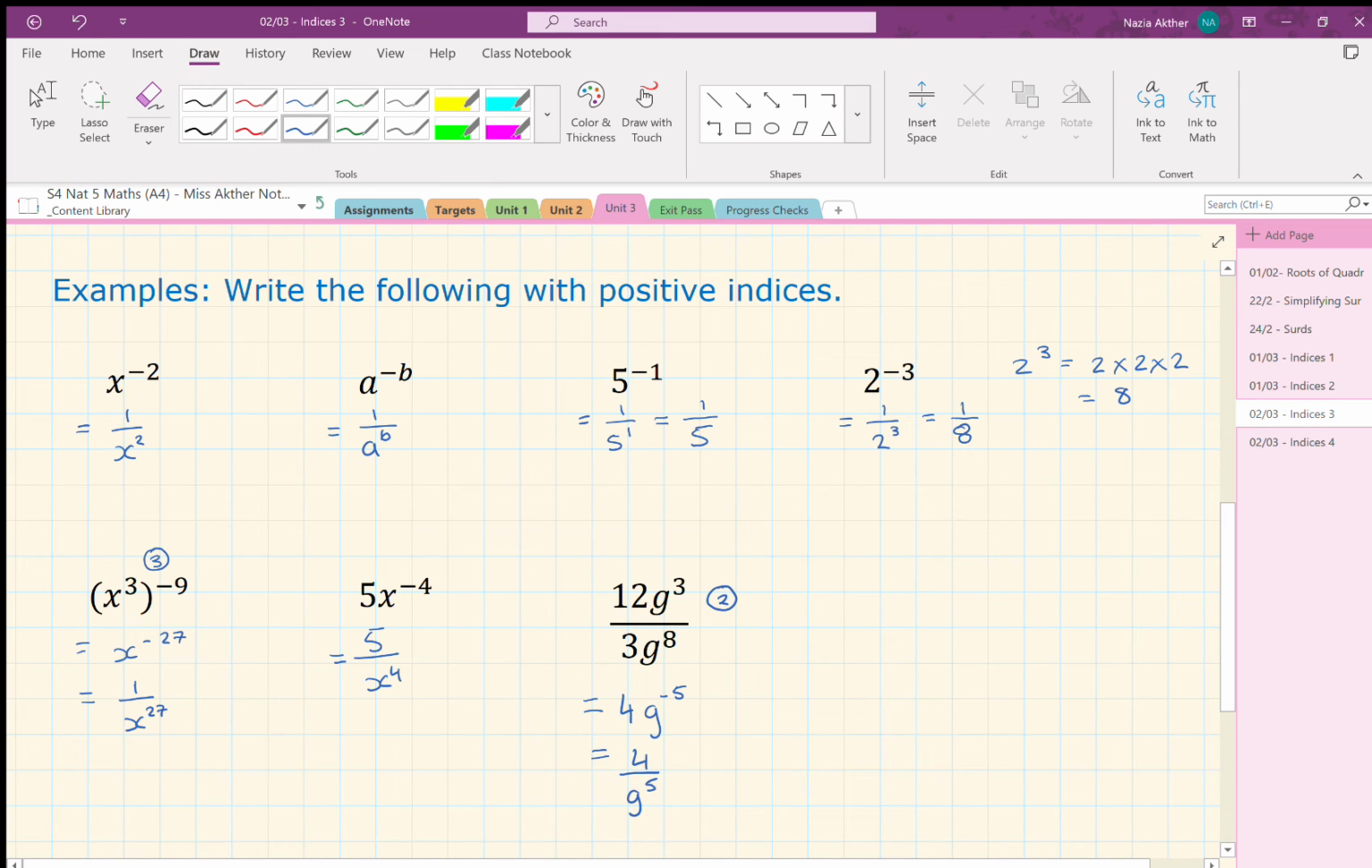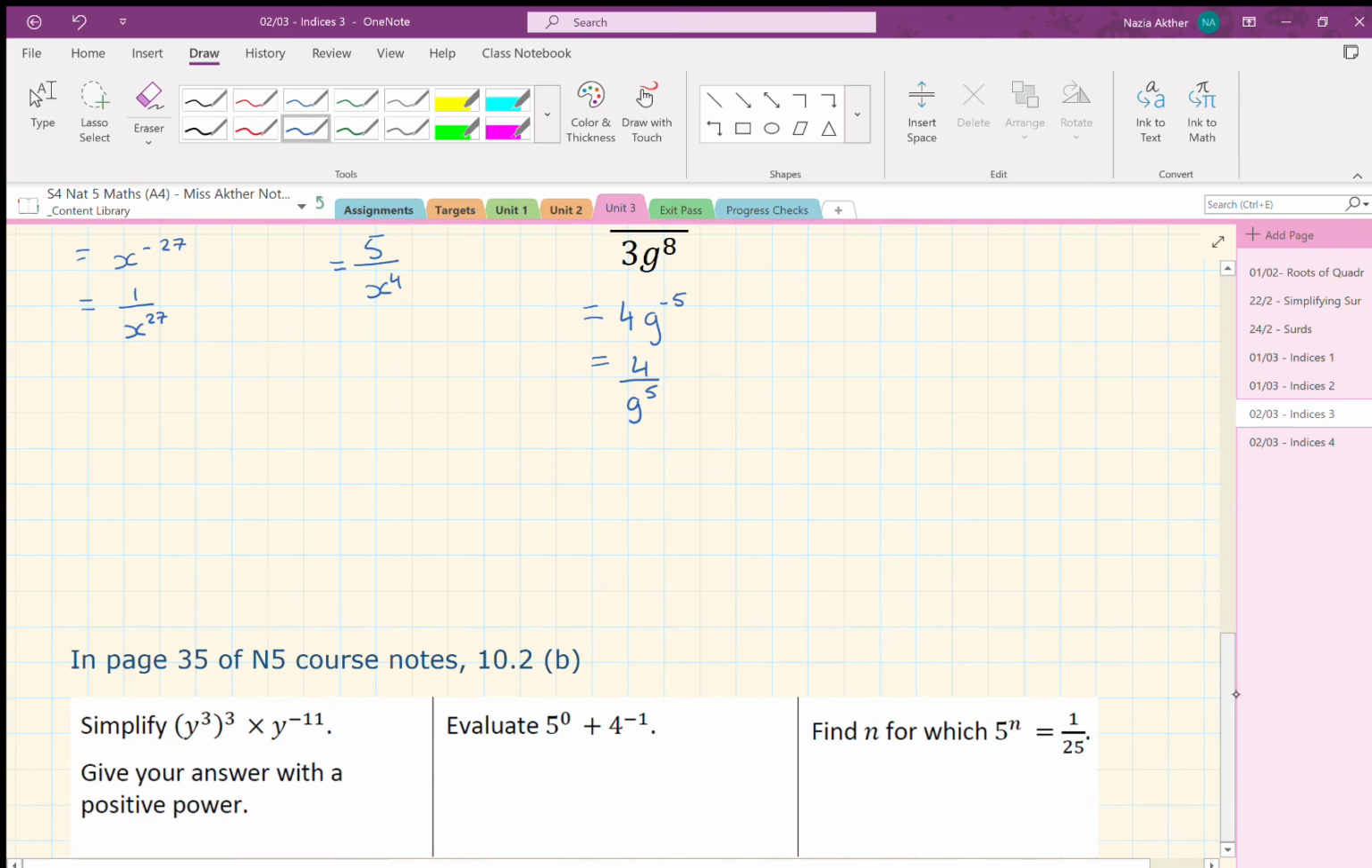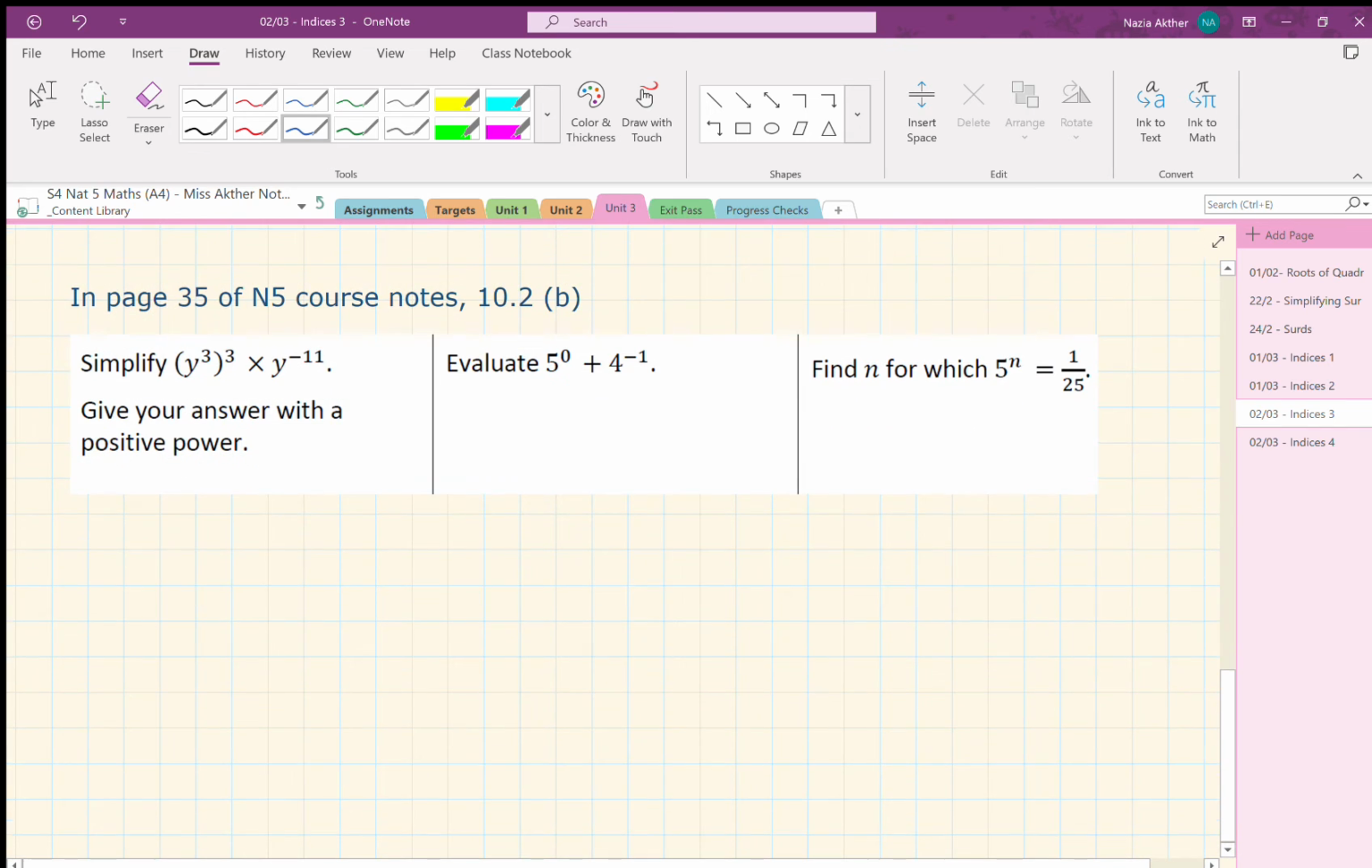Okay. So that was a few examples. We are now going to look at filling in your notes on page 35 of your course notes. So that's section 10.2b. So I've got three examples there. In the first one, we are asked to simplify y cubed, which is being raised to the power of 3, then timesing it by y to the power of negative 11. And we need to give our answer with a positive power.